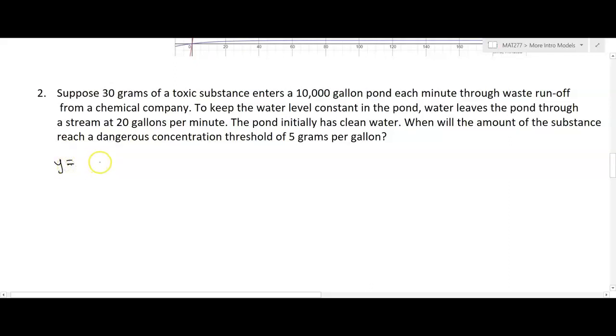So let y be the amount of toxic substance in the pond. Well, that's measured in grams. And t is time, the time since the substance begins polluting this pond. This is measured in minutes. And so one thing we should point out is that dy/dt will have units of grams per minute.